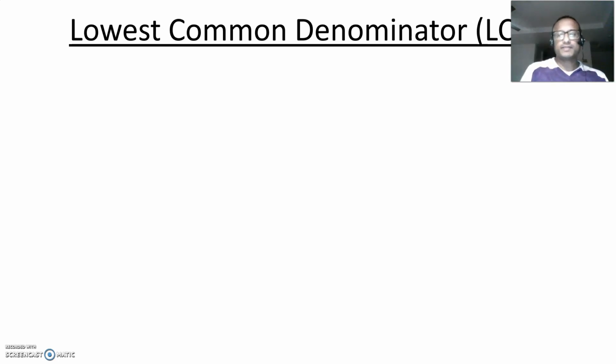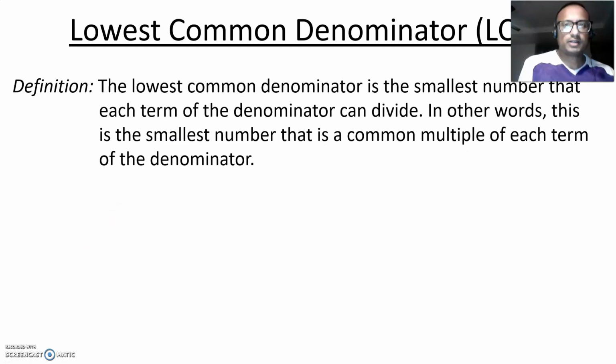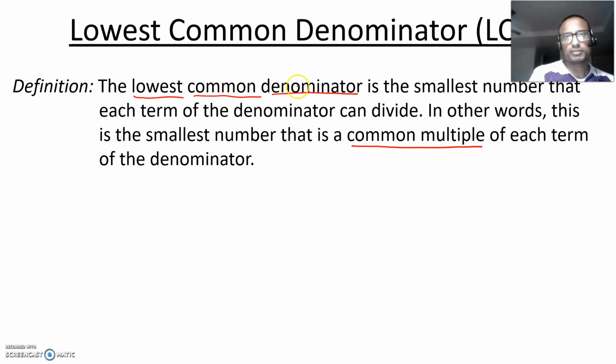So let's talk about the definition of the lowest common denominator. The lowest common denominator is the smallest number that each term of the denominator can divide. In other words, this is the smallest number that is a common multiple of each term of the denominator. Okay, so let's break down this term. It's the lowest common denominator. Well, common means that this has to be a common multiple of each term of the denominator. But there might be lots of common multiples. So the lowest common denominator is the lowest such common multiple that is a common multiple of all the denominators.